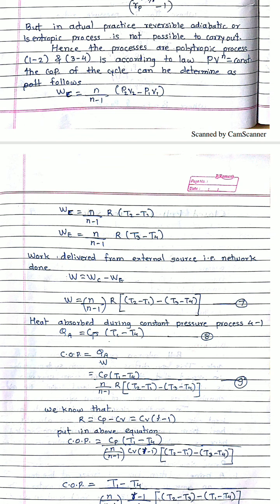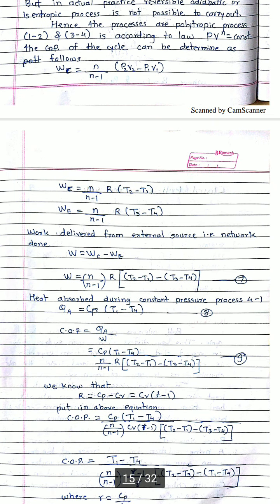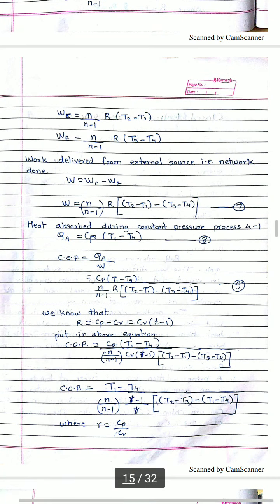So we take the subtraction: n upon n minus 1 R is taken as common, and inside the bracket T2 minus T1 minus bracket T3 minus T4. The heat absorbed during process 4 to 1 is Q4 is equal to Cp into bracket T1 minus T4. Therefore COP is equal to Cp into bracket T1 minus T4 divided by the net work done, that is n upon n minus 1 R into bracket T2 minus T1 minus bracket T3 minus T4.